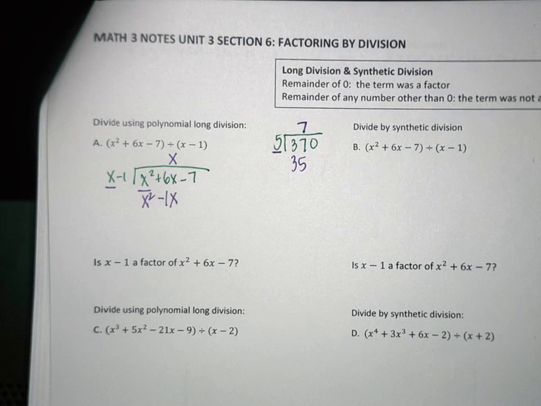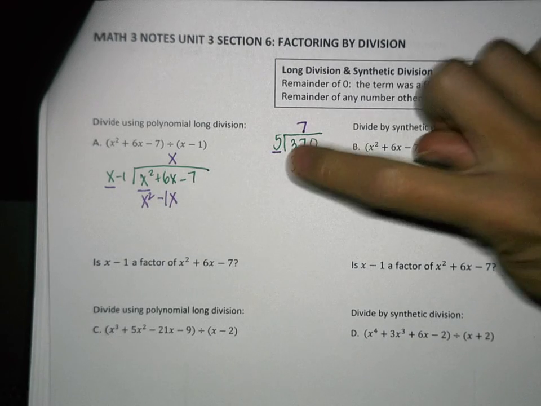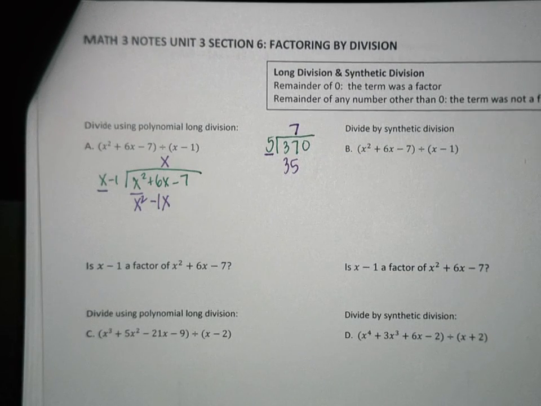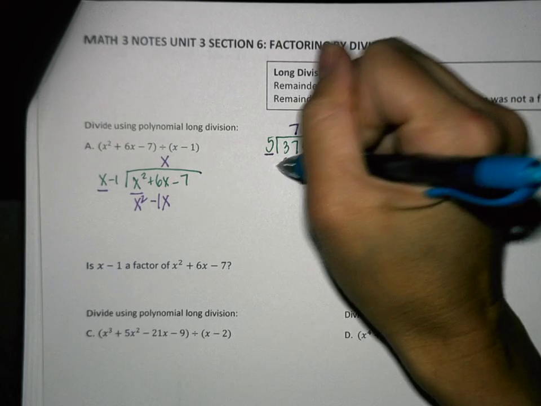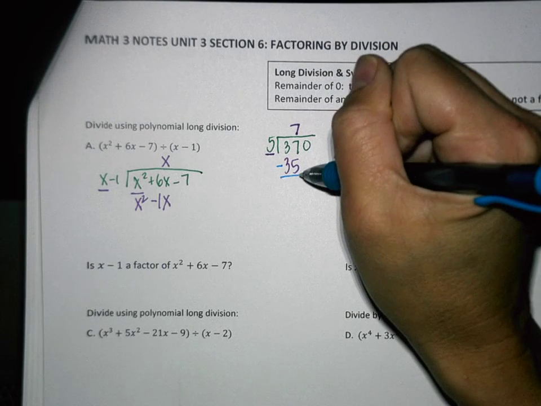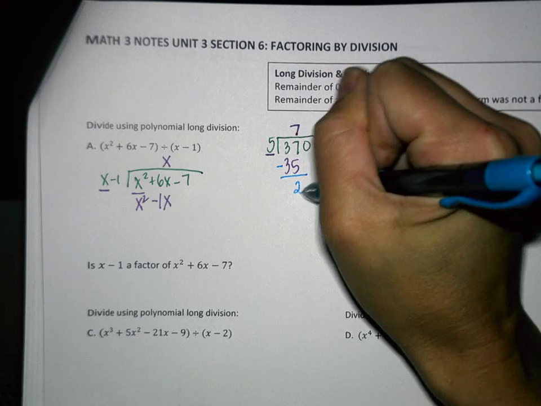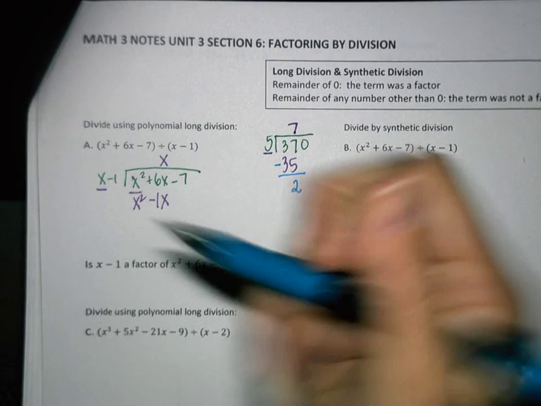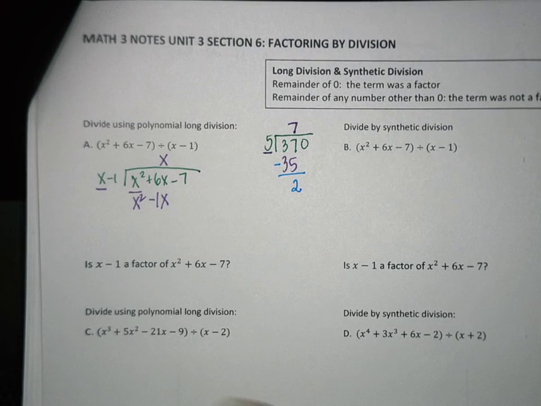Okay, questions? Okay, going back over here, what do you do next? You always subtract, okay? And so 37 minus 35 is what? 2. Okay? Is everybody good there?